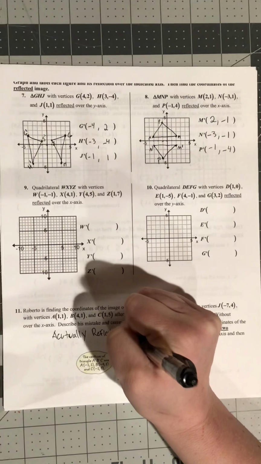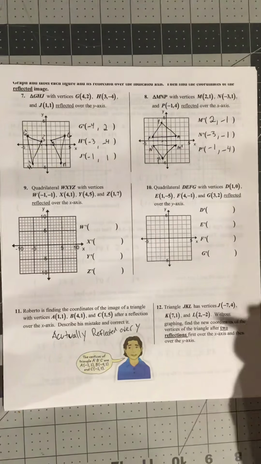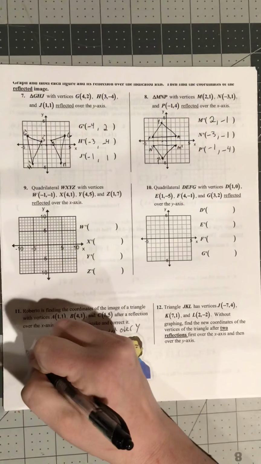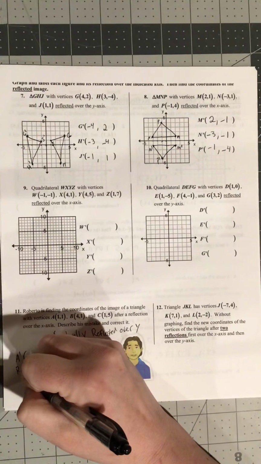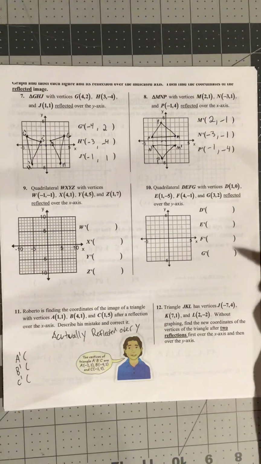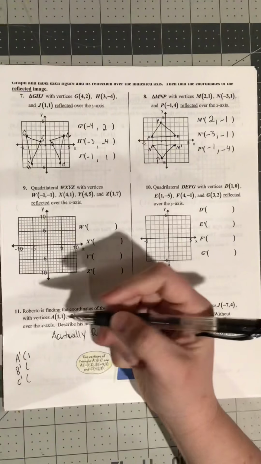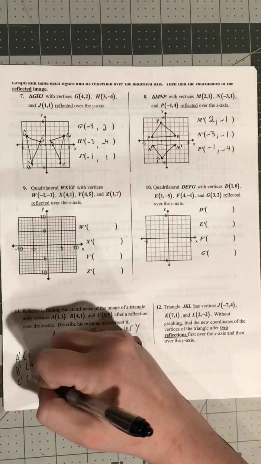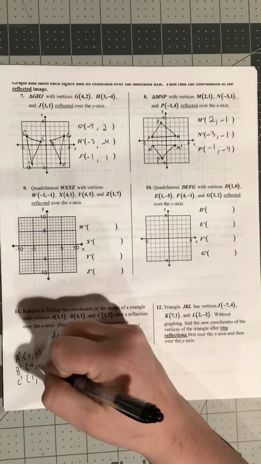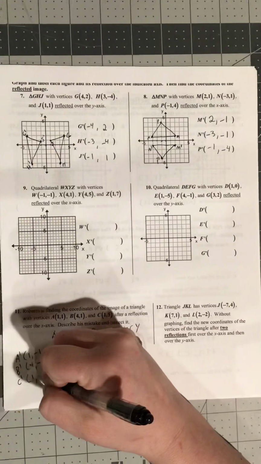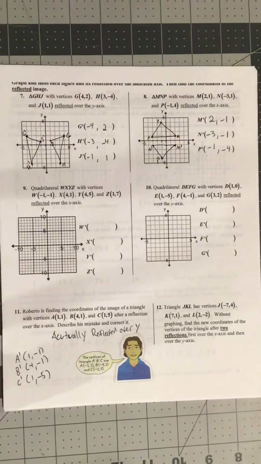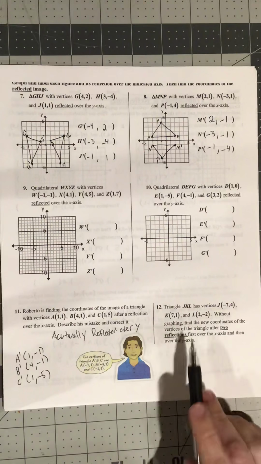Reflected over y. But now they want us to reflect over x, so we need to correct it. Correcting this is easy. A prime, B prime, and C prime. If we're reflecting it over the x-axis, we know x's stay the same. That was his mistake. He just changed the x's when he should have changed the y's. And then that's all you have to do. So let's try this guy.